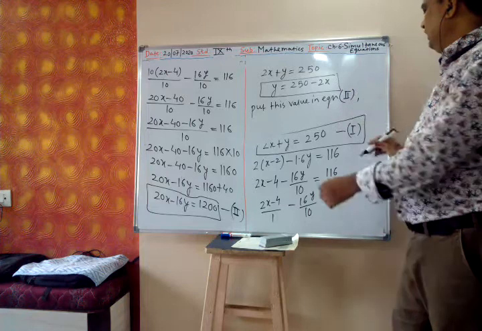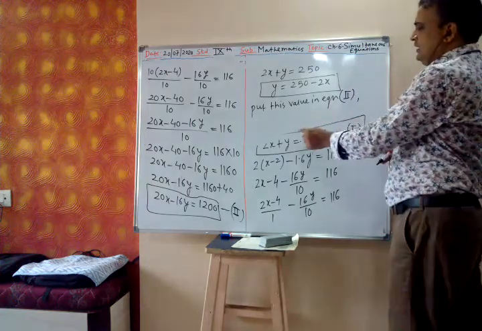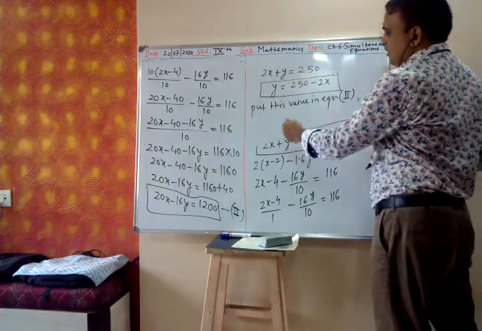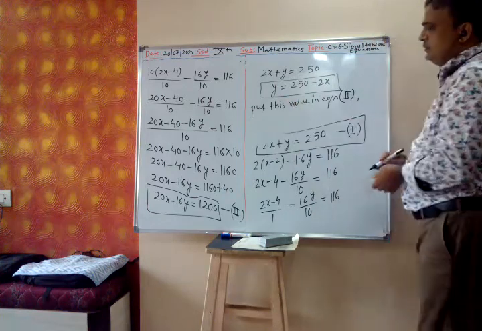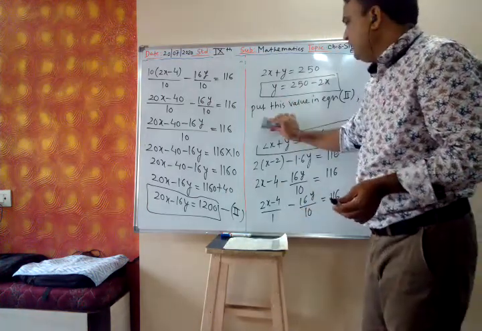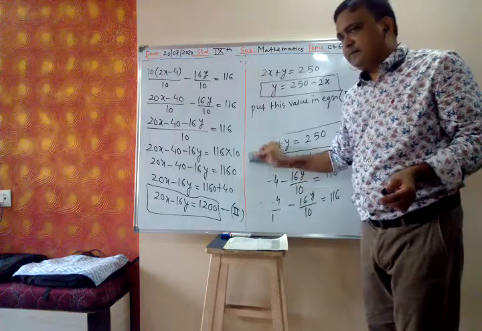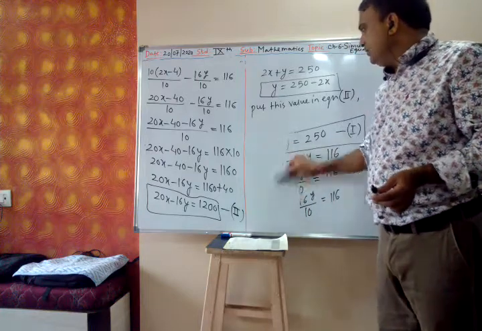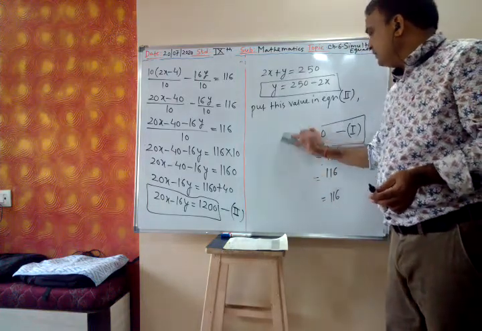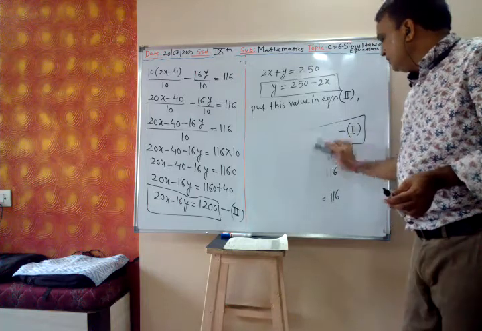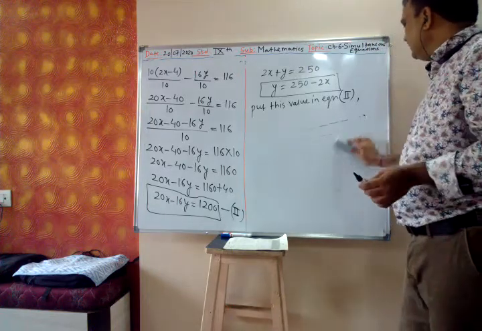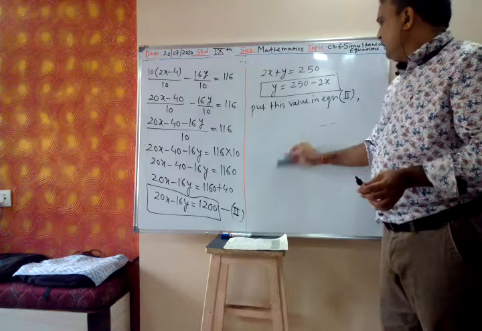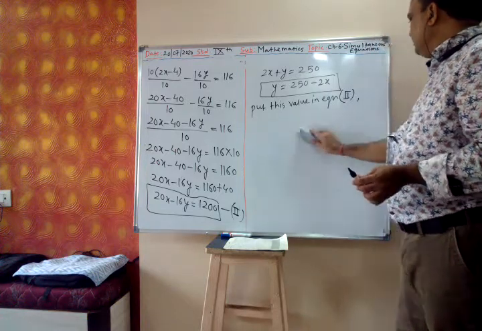From equation 1 I have eliminated y. You can also eliminate x, no problem. So everyone, you have to eliminate either x or y. After elimination, whichever value of x or y you get, you have to substitute that value in equation 2 and simplify.